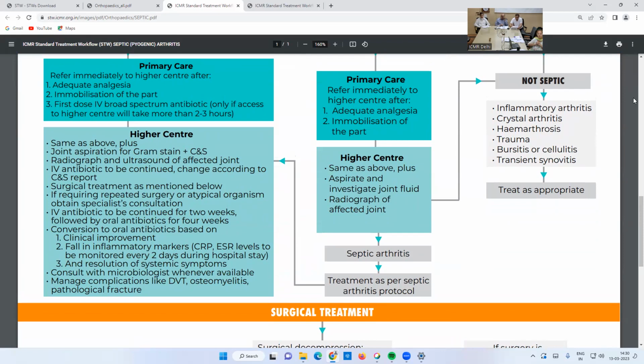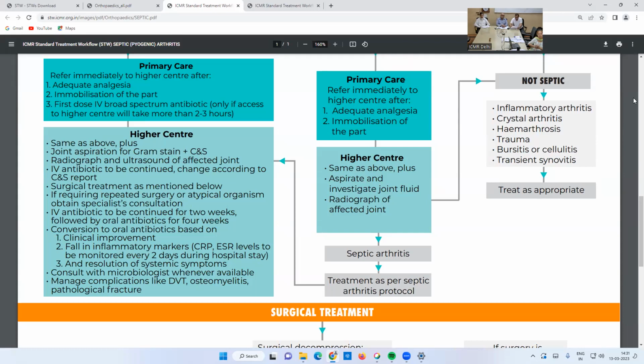If no definite alternative diagnosis is made, then what we can do in the primary center is refer the patient immediately to the higher center after giving adequate analgesia and mobilization. And in the higher center, again, we have to aspirate the joint, investigate the part, and if it is septic arthritis, then we treat as per the protocol I have discussed for septic arthritis.